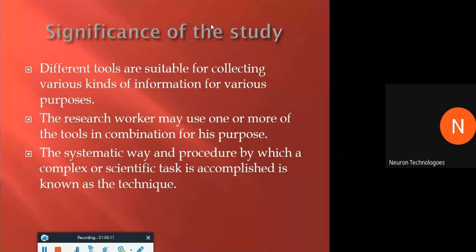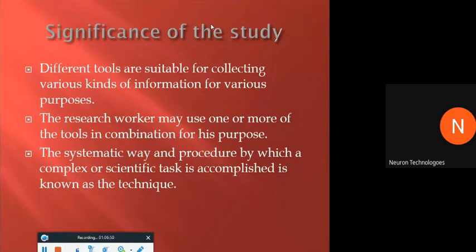Different tools are suitable for collecting various kinds of information for various purposes. So every tool cannot be used for all research. Every tool has some significant role, differences, and qualities as well. If there is a literature review and a scientific review, there is a huge difference. There are science projects and, on the other hand, engineering projects. So it varies with the category of the project and research. The research worker may use one or more of the tools in combination for this purpose.